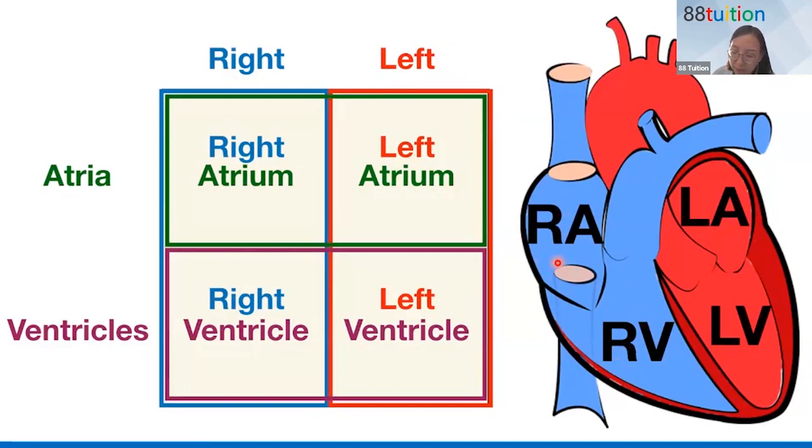All right, so this is number 1, number 2, this number 3, number 4. There are 4 rooms in your heart, 4 chambers in your heart. So right atrium, right ventricle, left atrium, left ventricle.